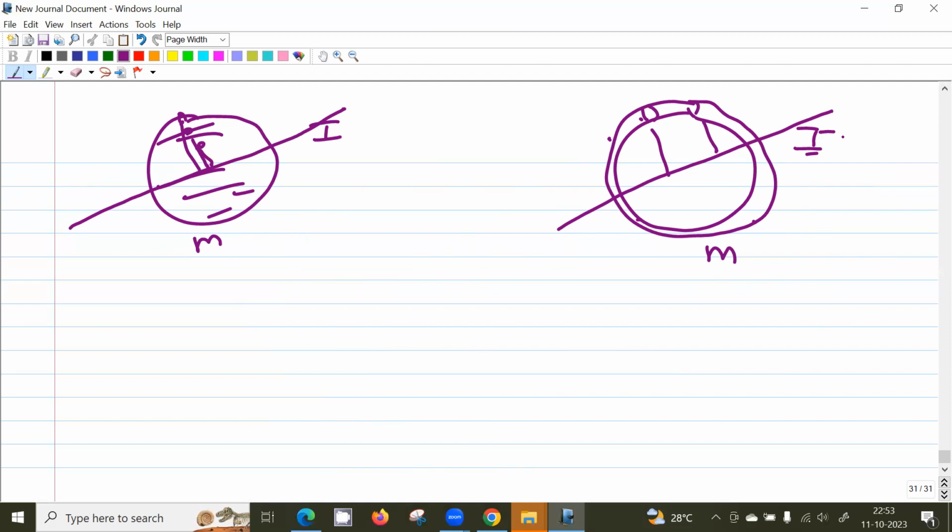So in the spherical shell case, the moment of inertia is 2 by 3 m r square, r is the radius of the shell. But in the case of solid sphere, it will be less than this one, and that factor is 2 by 5. 2 by 5 m r square. So once I know this thing, I can find I about the tangent.